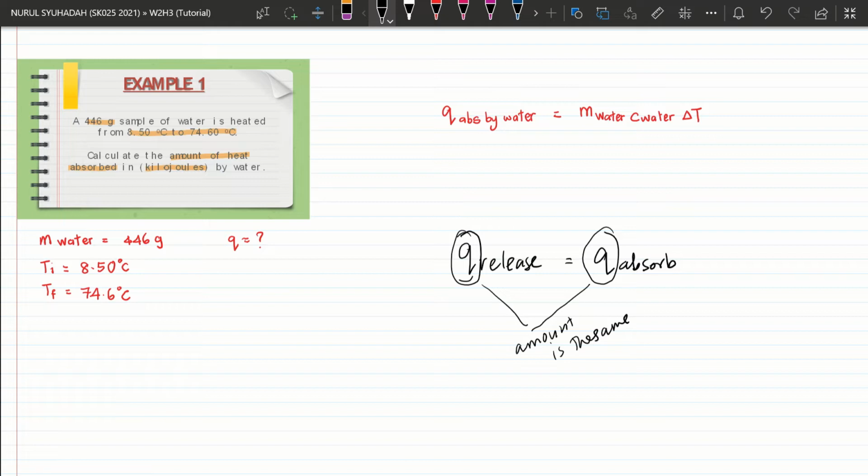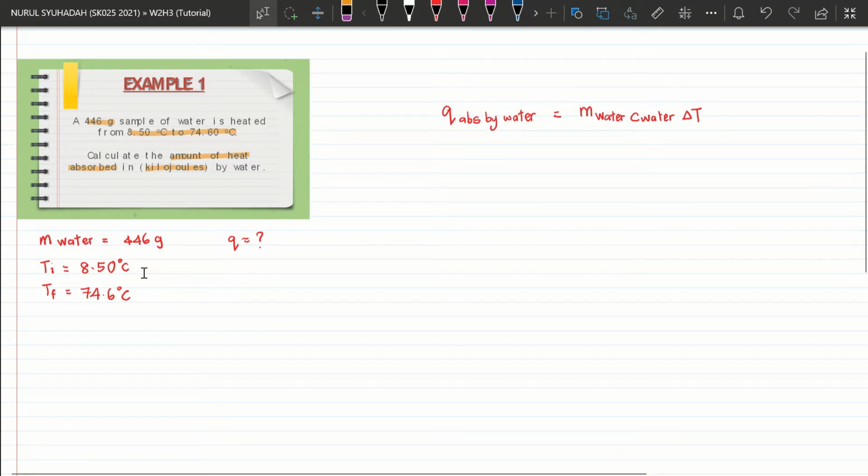Now, like I mentioned before, my method of calculating is slightly different from the one that you can find in your lecture note and maybe some reference books, where usually they will put a negative sign here: negative Q release equals Q absorbed. But for me, I will not put a negative sign here, to make your calculation easier. But I will guide you step by step on how I do it. Okay, now let's take a look back at the question.